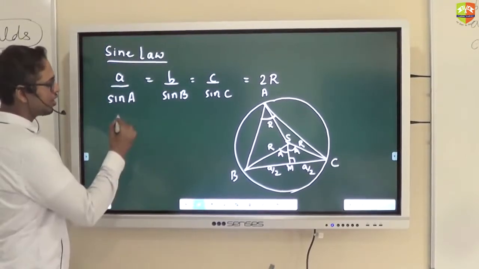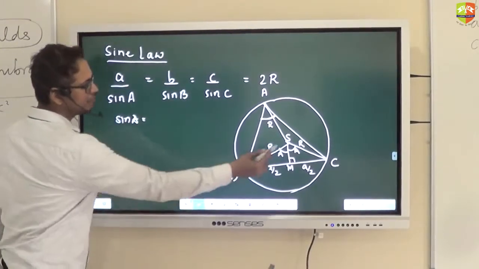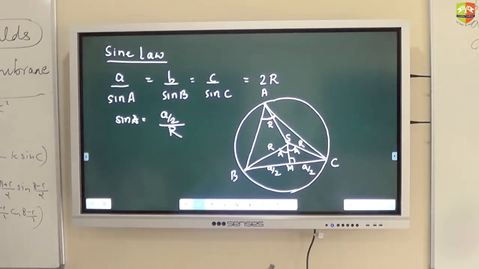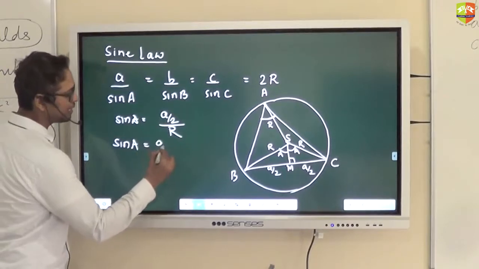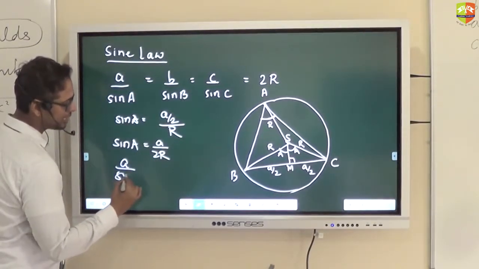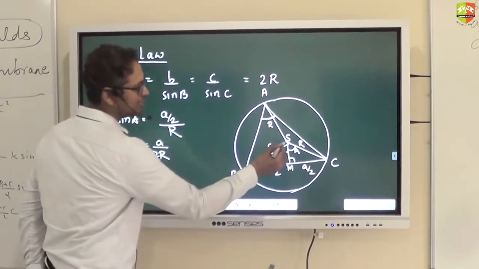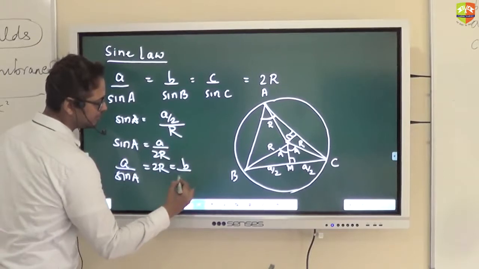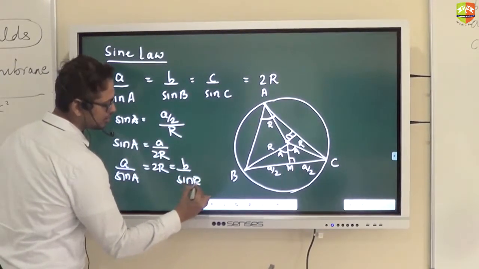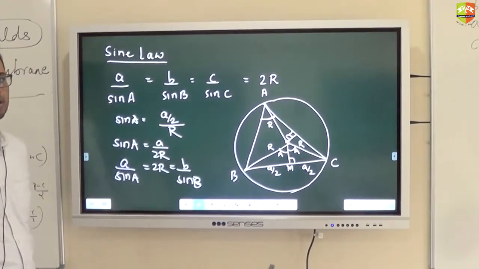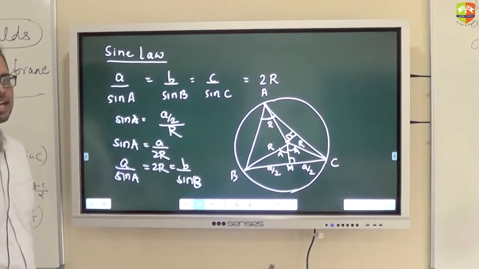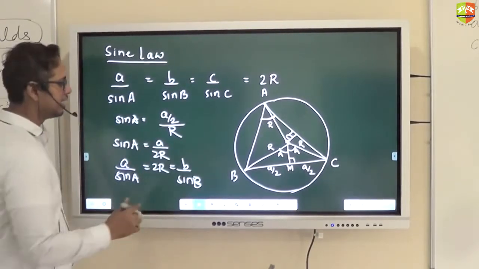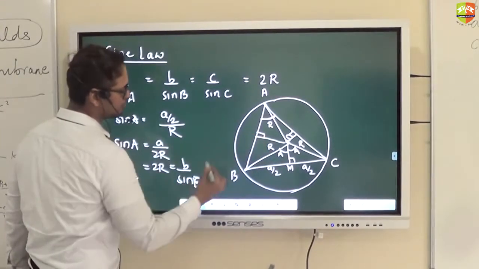From the right triangle SPM, sine A is perpendicular by hypotenuse, so sine A equals A by 2R. So A by sine A becomes 2R. In a similar way, drawing a perpendicular, we prove this is B by sine B, and C by sine C. It is a circle property that the angle subtended at the center is double the angle subtended at the circumference.